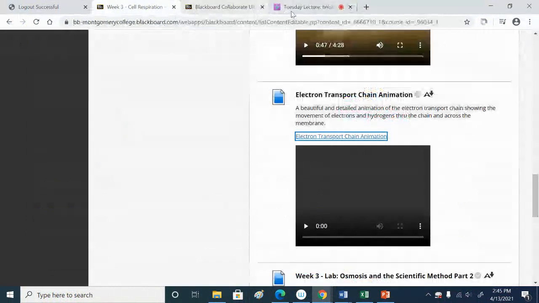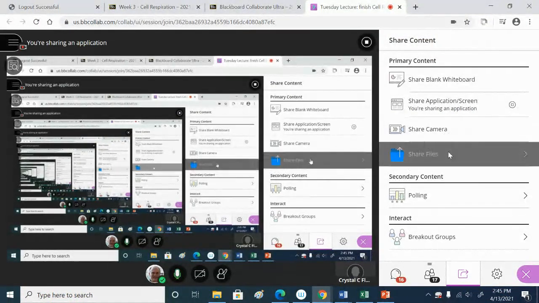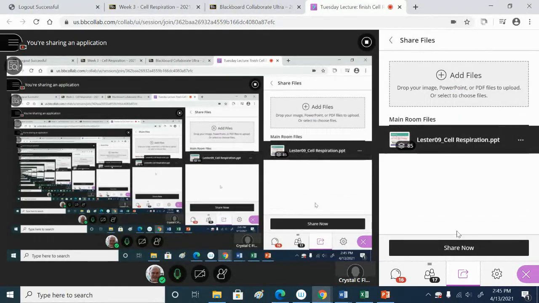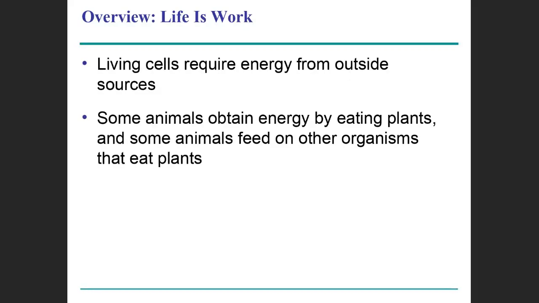So, a beautiful animation, a little more detail than what we need, but still. And then I got to jump back to where we were.